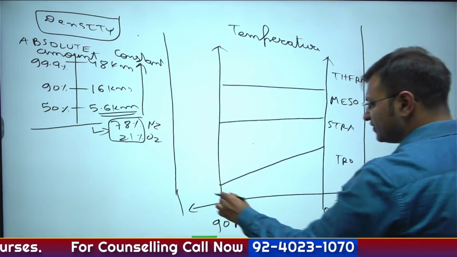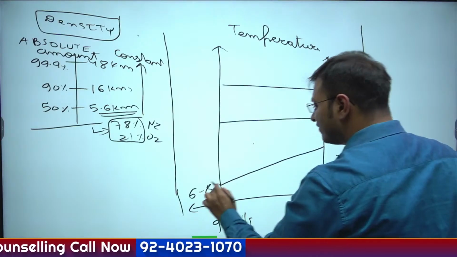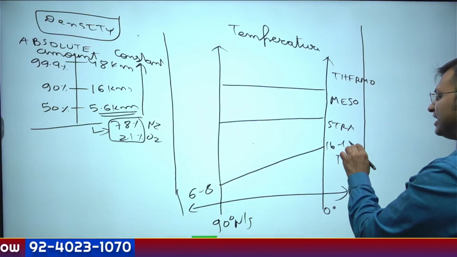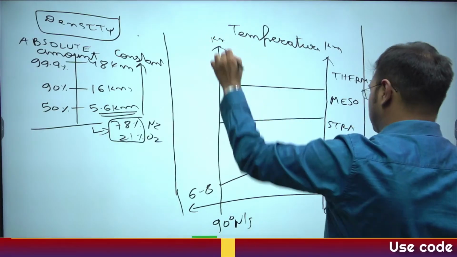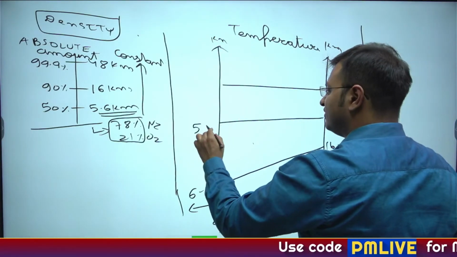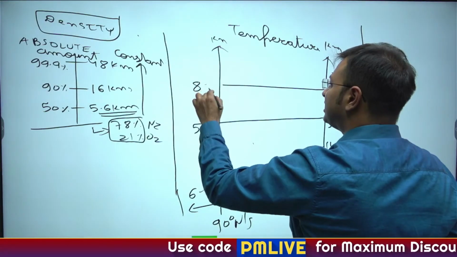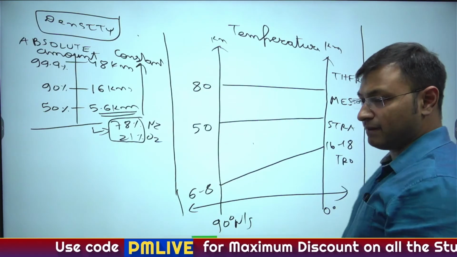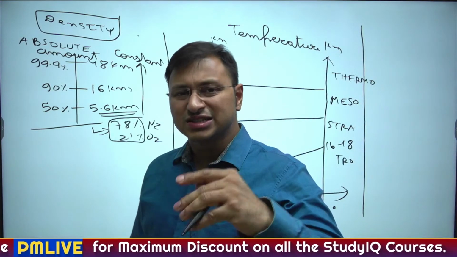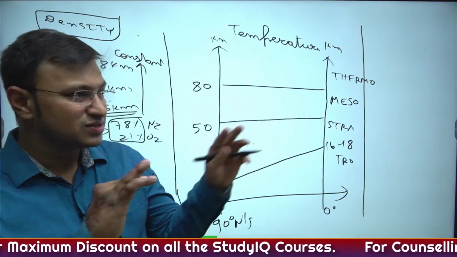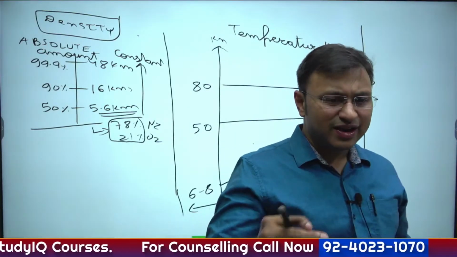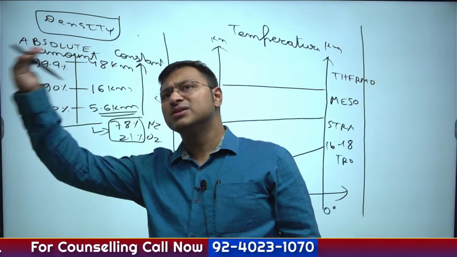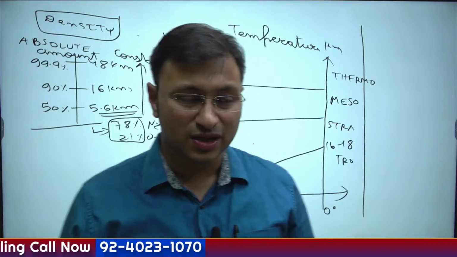So the height of troposphere at the poles is 6 to 8. At equator it is around 16 to 18 kilometers. So this is height in kilometers. The stratosphere is up to 50 kilometers, mesosphere up to 80, and thermosphere above. Is exosphere a distinct layer of the atmosphere? The answer is no. Exosphere is not a distinct layer of the atmosphere. It is that layer where atmosphere merges imperceptibly with the outer space.